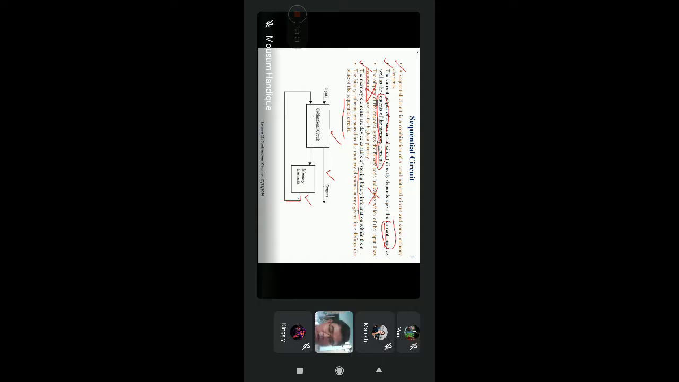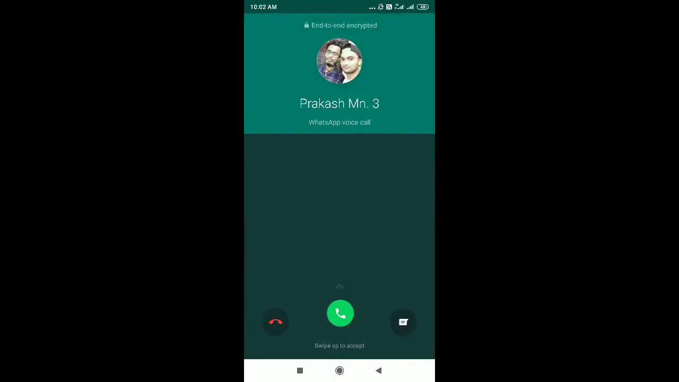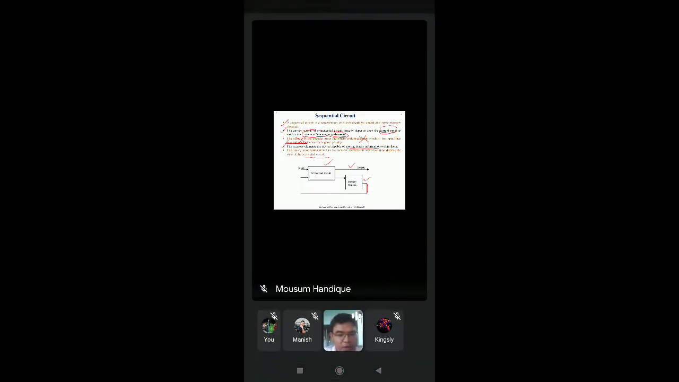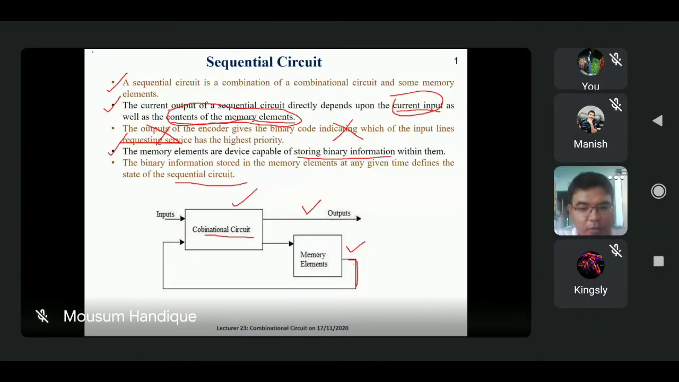So whenever we design a sequential circuit, we use both concepts: one is called the combinational circuit, and one is called the memory elements. And what are memory elements? Memory elements are devices capable of storing binary information within them. So we use memory elements for the purpose of storing binary information.